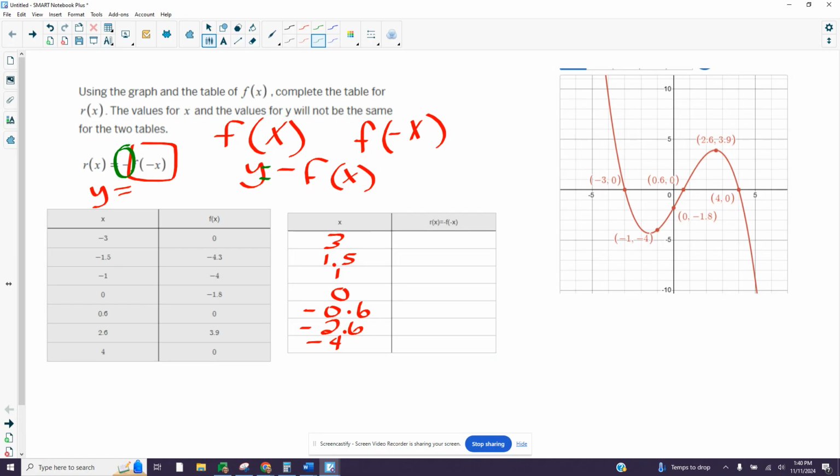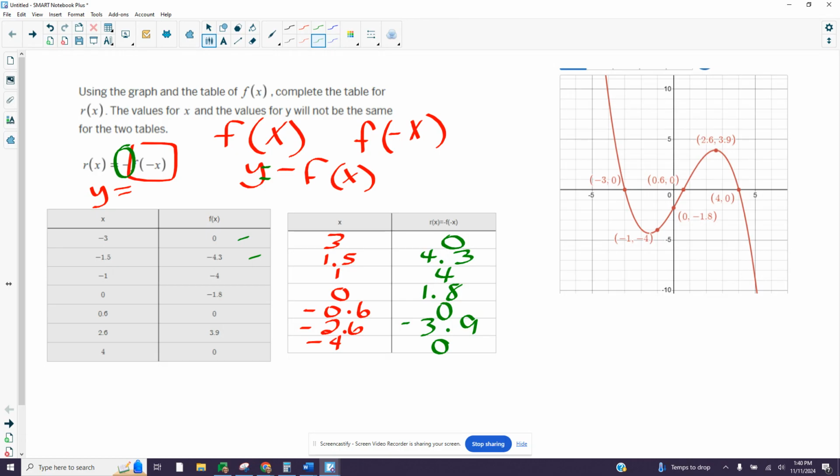So using the table again, I am just going to put the opposite numbers in my new table of values. So the opposite of 0 is still 0. The opposite of negative 4.3 is positive 4.3. Then we have positive 4, positive 1.8, 0, negative 3.9, because that's the opposite of the positive, and 0. And that completes the table. That's all we needed to do.